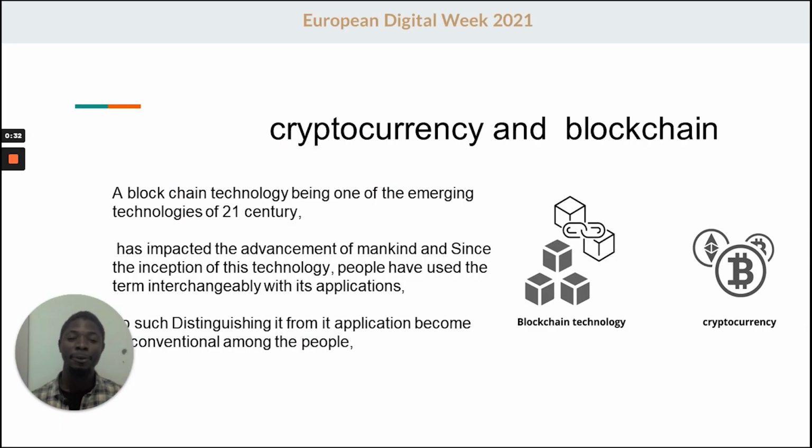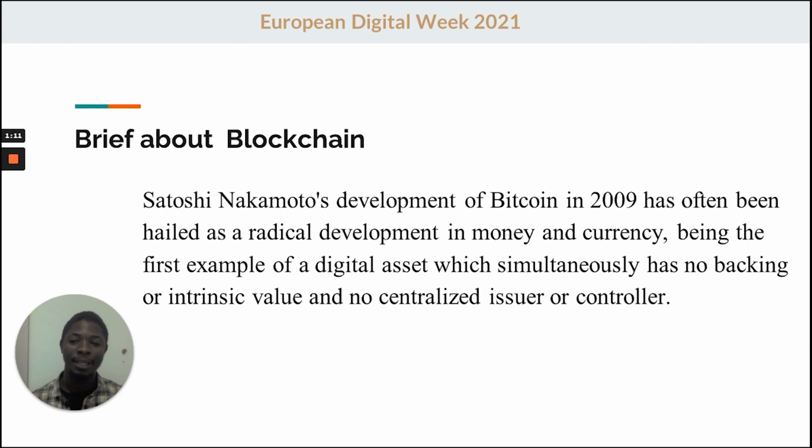Now, cryptocurrency and blockchain technology. These two terms are used interchangeably, but blockchain technology, being one of the emerging technologies of the 21st century, has impacted the advancement of mankind. And since the inception of this technology, people have used the term interchangeably with its application, which is cryptocurrency. Thus, distinguishing it from its application became unconventional among people. But today we will distinguish between the two, specifically for decentralized innovations. Now, let's begin by looking at a brief idea of blockchain technology.